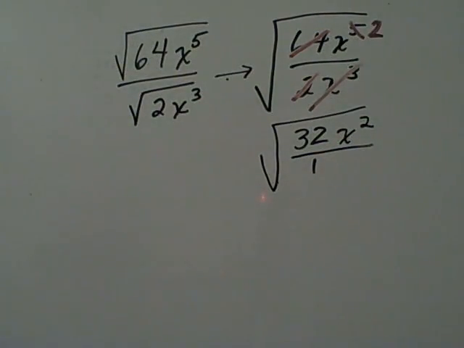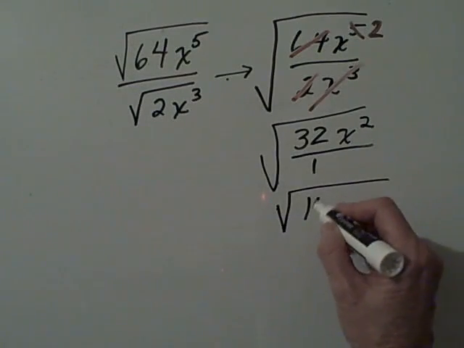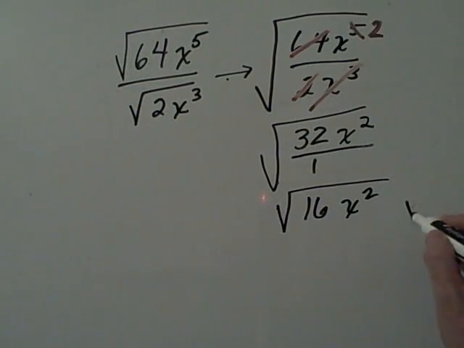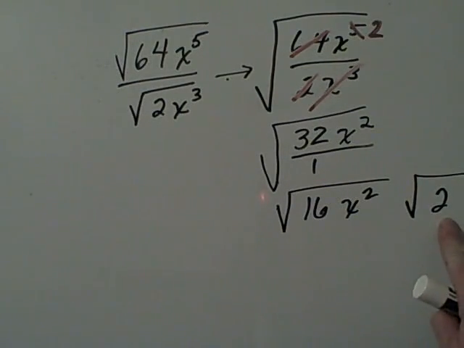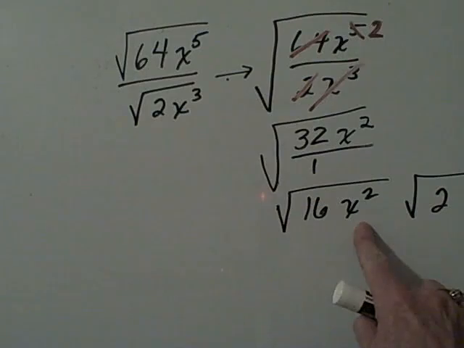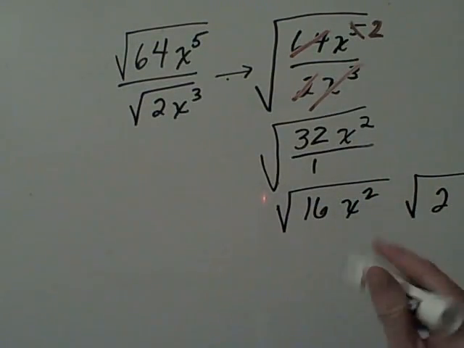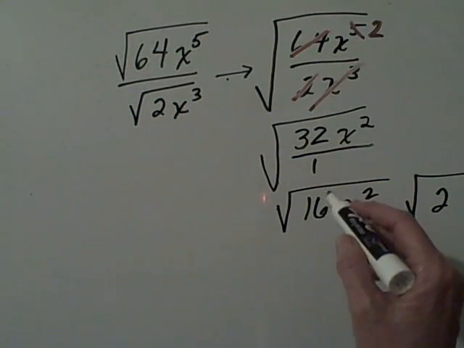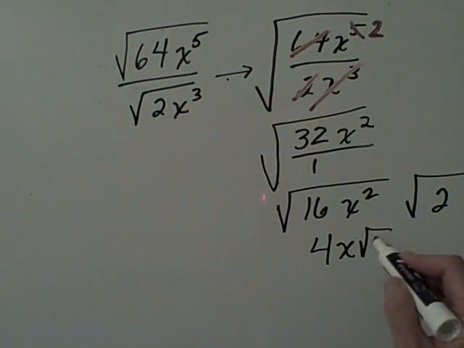We don't have a square root of 32, but there are factors inside of 32 that we can break apart. We can get the square root of 16 x squared times 2. 16 we can take the square root of, 2 we cannot. X squared we can take the square root of. So we take the square root of the part we can, which is going to give us 4x square roots of 2.